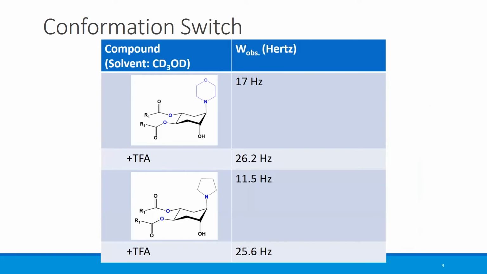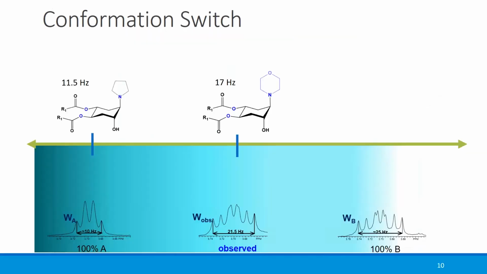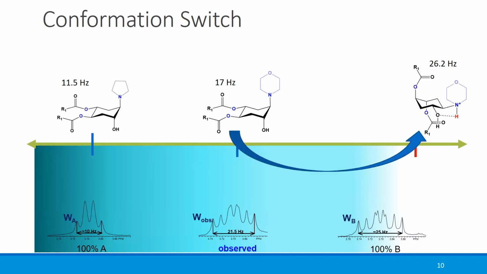So this is the coupling data for some of the molecular switches that we synthesized this summer. Our first benzoyl derivative at the top, with the morpholine substituent, had a coupling of 17 Hertz in methanol. As you can see on this graph, that's about halfway between our expected endpoints for having fully conformer A and fully conformer B. This means that there is a mix of axial and equatorial conformers in our sample. We then added an excess of trifluoroacetic acid, and that caused the coupling to change to 26.2 Hertz. So that means that we now have a large majority of conformer B.